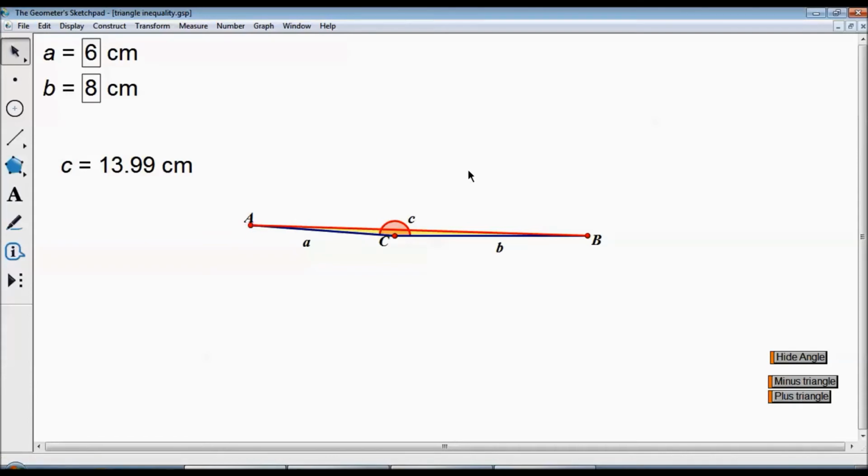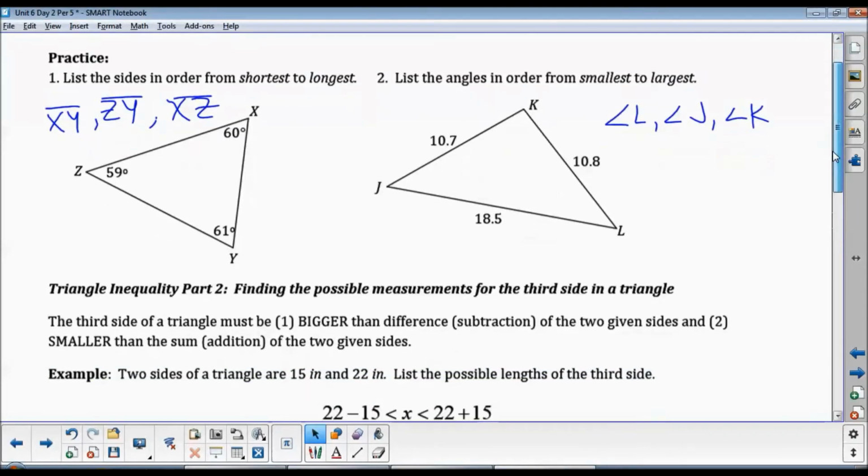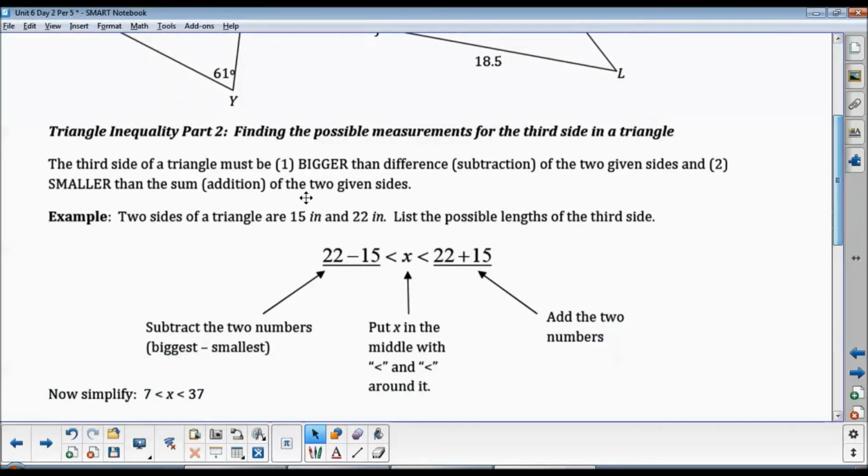And that's actually the main idea behind this part that we're looking at right now. So back on your notes, the second part here, finding possible measurements for the third side in a triangle. We see the third side of a triangle must be bigger than the difference of the two sides and smaller than the sum of the two sides. So say the two sides in a triangle we know are 15 inches and 22 inches. So we know for sure those two sides of a triangle. And the question is, what are the possible lengths of the third side?